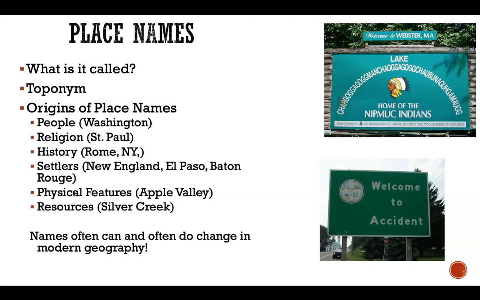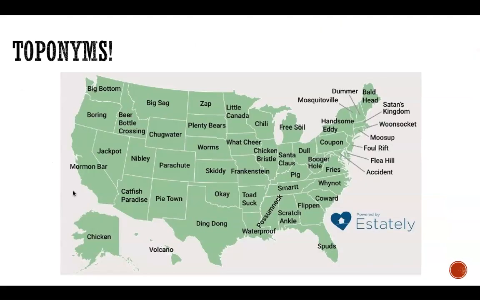Places can change. Lake Bde Maka Ska used to be called Lake Calhoun. Now it's called Bde Maka Ska because it was named after John Calhoun, who was a slave owner and very pro-slavery. So that name has changed. So place names can change. Here's some toponyms that are pretty funny. They are the funniest names of places in each state, and we look at Little Canada for Minnesota.